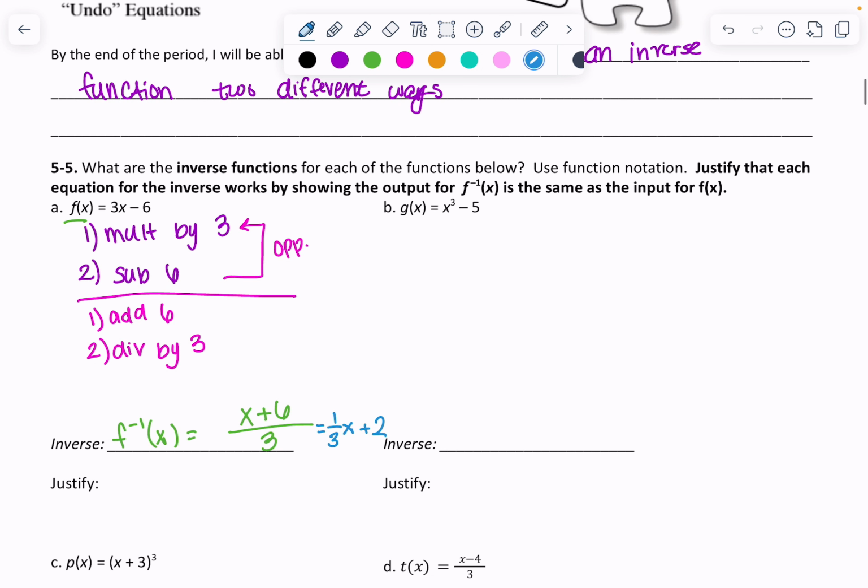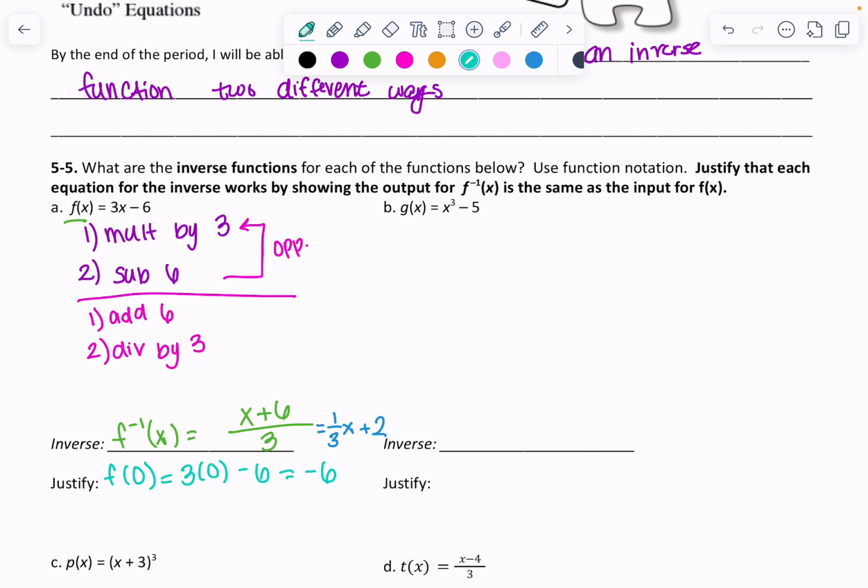So it's wanting us to also justify that our inverse is correct. So we're going to plug in some input into f of x. We'll get an output. And then when we plug that output into our inverse, we should expect to get the exact same input that we started with. So a really easy input that we can use here would be to use 0, which is basically saying that we are plugging in 0 everywhere we have an x. So that just ends up being -6.